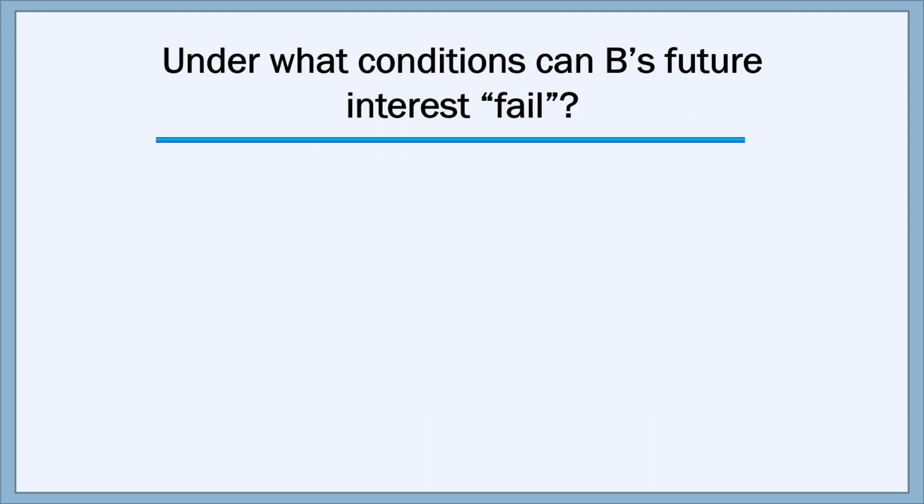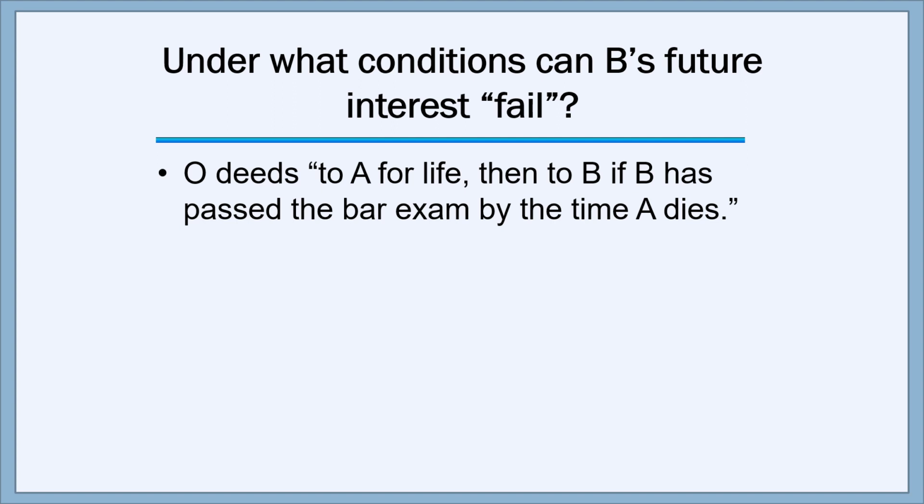We'll do some more examples of future interests that fail, and as we look at each one, ask yourself, under what conditions can B's future interest fail? In the first example, O deeds to A for life, then to B if B has passed the bar exam by the time A dies. Well, let's assume that A dies and B has not yet passed the bar exam. In that situation, it's impossible for the future interest condition, the condition precedent, to be satisfied, and therefore B's future interest will fail. It's logically impossible for B to qualify to take the property later in time.